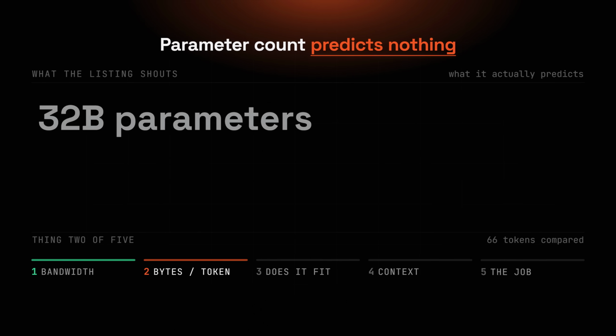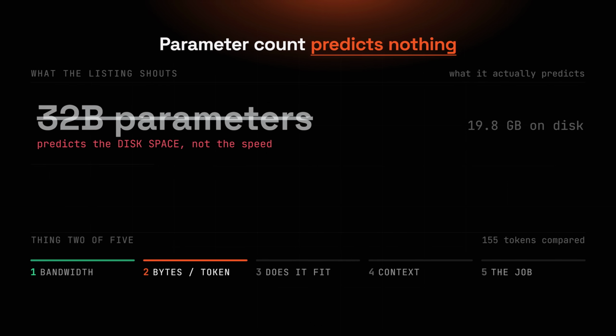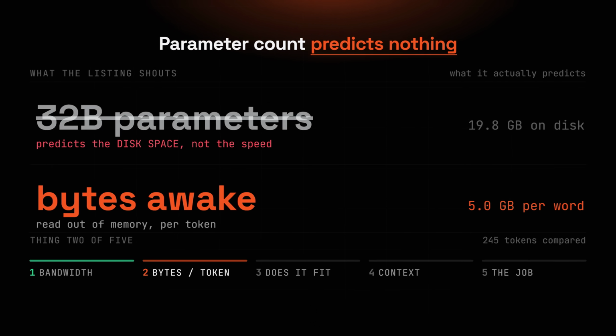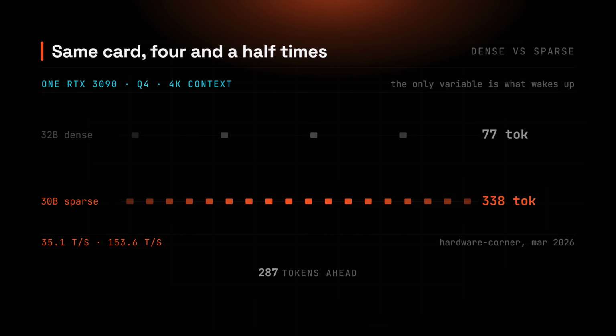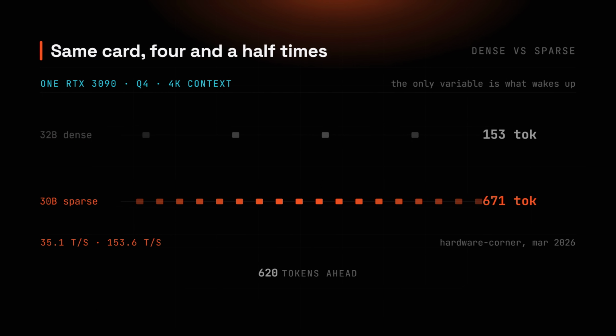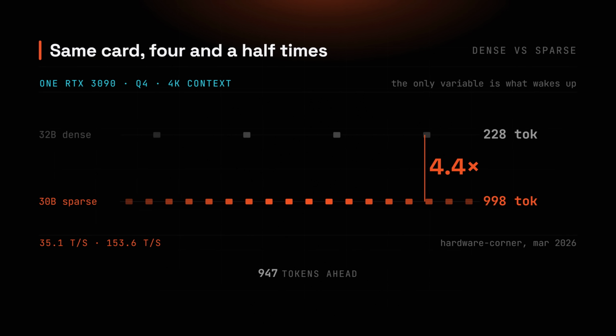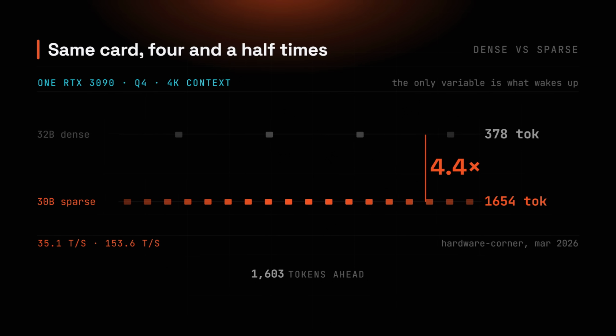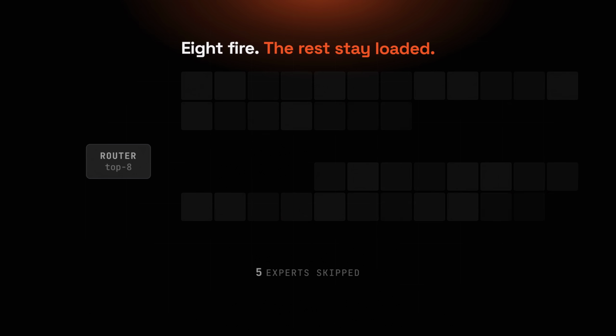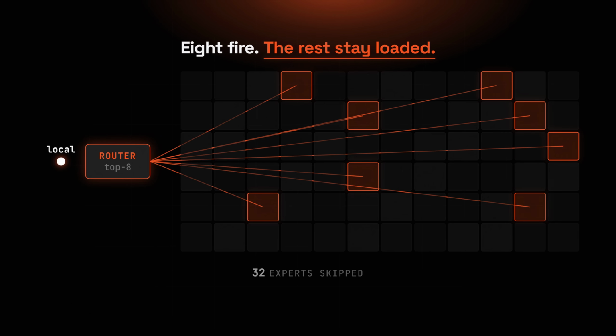Which brings us to the second thing, and to the number people quote most, parameter count. On its own, it tells you close to nothing about speed. One graphics card, a 3090. Qwen 3 at 32 billion parameters, dense, 35 tokens a second. Qwen 3 at 30 billion parameters, mixture of experts, 153. 4.5 times faster on a model that is very slightly smaller.